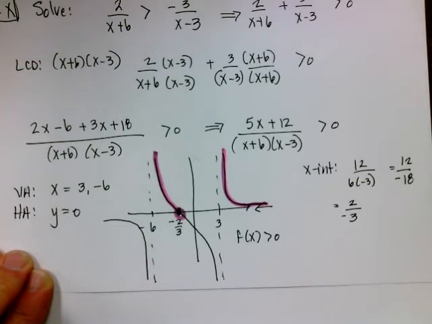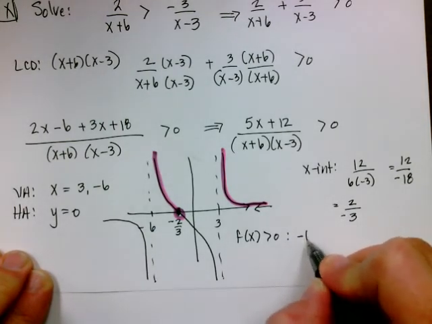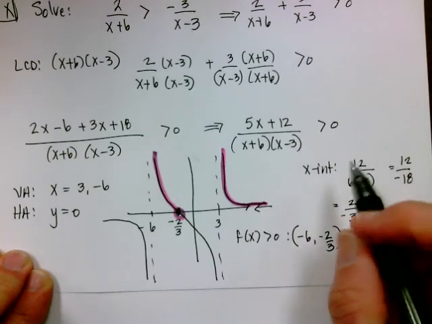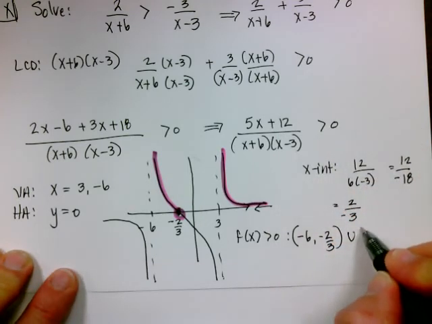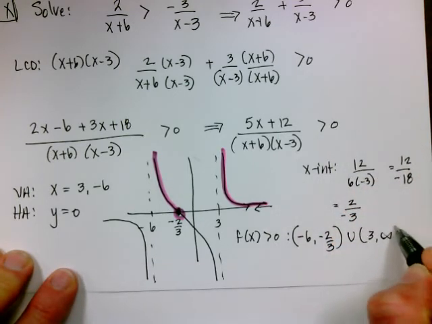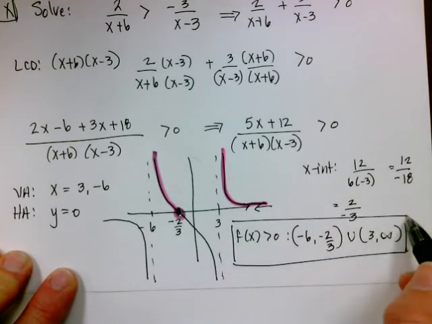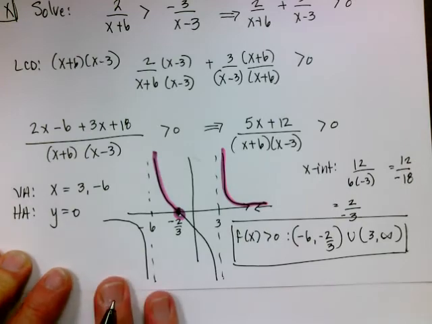All right? So if I write that in interval notation, it's going to be from negative 6 to negative 2/3, not included because it doesn't say equal to, it just says greater than, unioned with 3 to positive infinity. Okay? And this is going to be my solution. Okay? I'm going to write in my notes that I screwed up. Alrighty, so we will spend a couple of days on this because these are kind of fun.